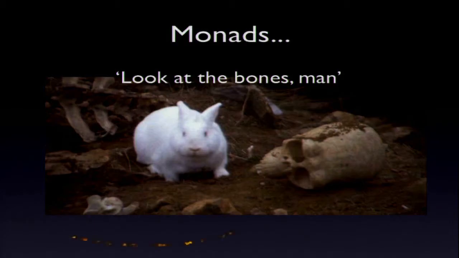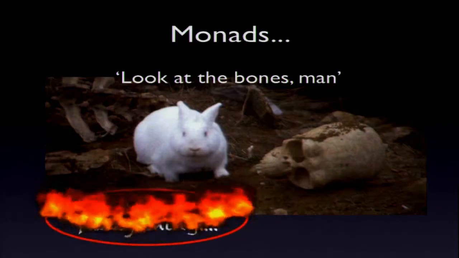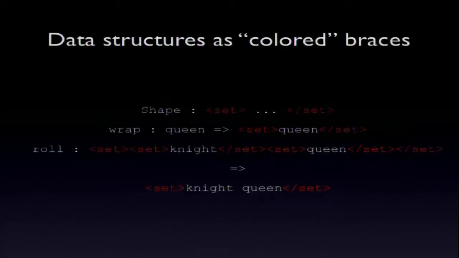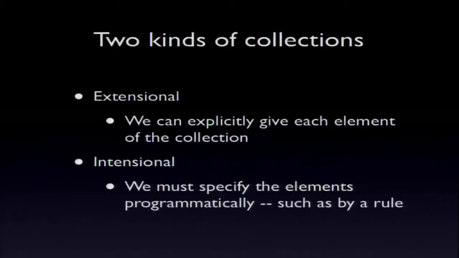So previously on monadic design patterns for the web, we looked at monads as not so fuzzy warm things. We saw there were three key ingredients to shapely monads: shape, wrap, and roll. We looked at data structures as colored braces, and we saw that the colors were the shape, the wrap was putting things in between the braces, and roll was rolling up those nested braces.